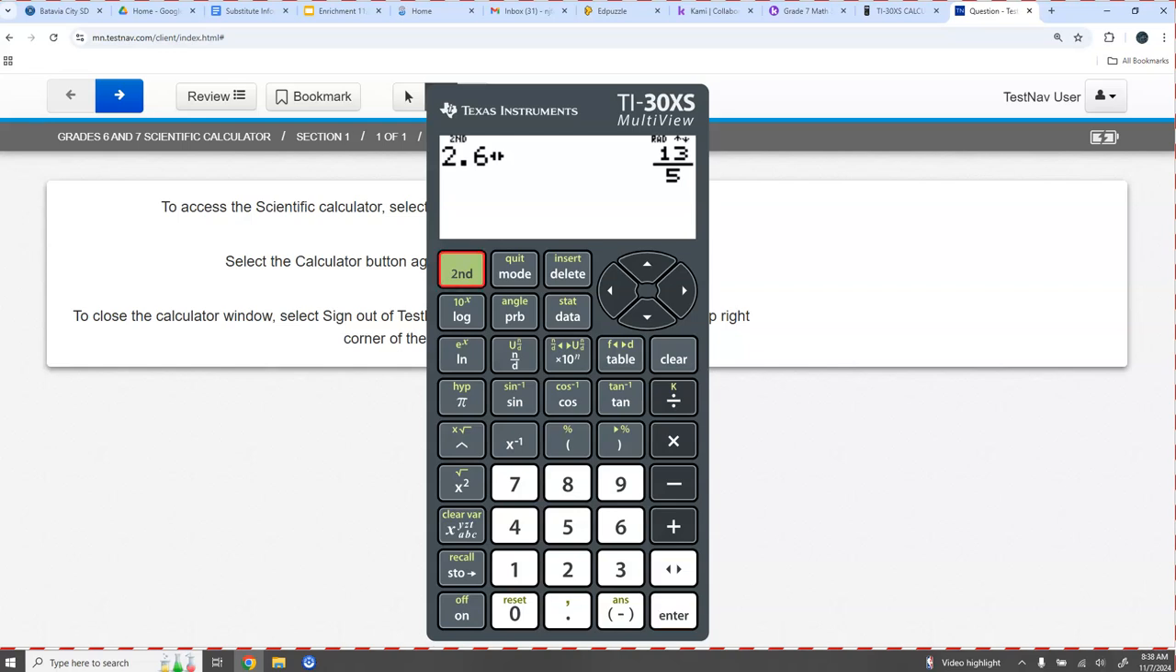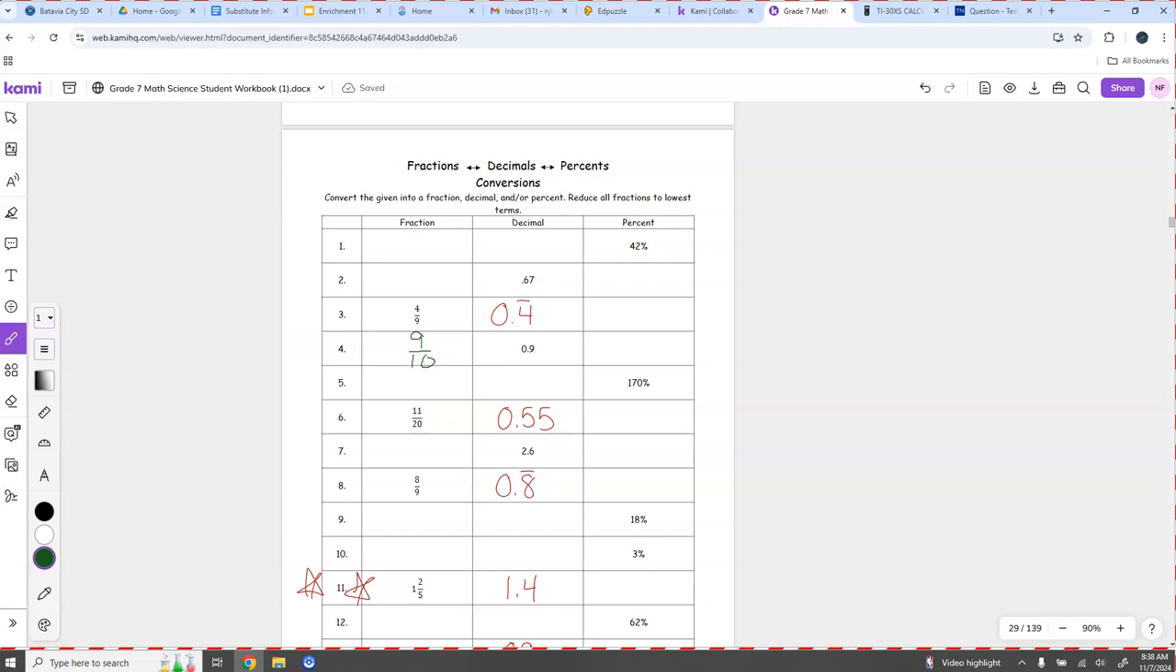We could hit second, and then this times 10 to the n. If we hit that, we'll get our mixed number. So it can either be 13/5 or 2 3/5. Kind of a cool calculator trick. So we'll put 13/5 right where our notes is. So we got 13/5 here, so just an improper fraction.